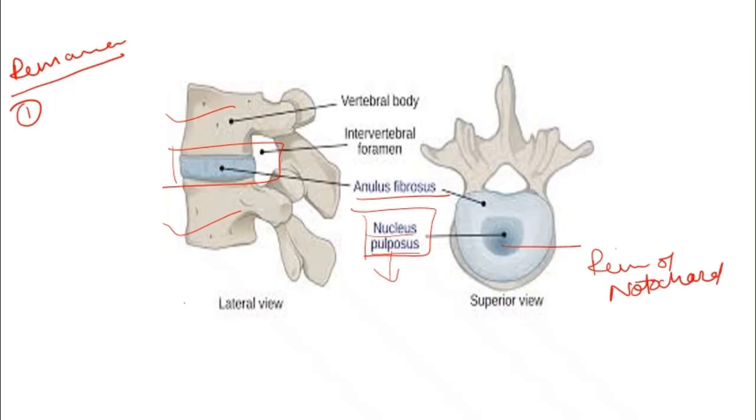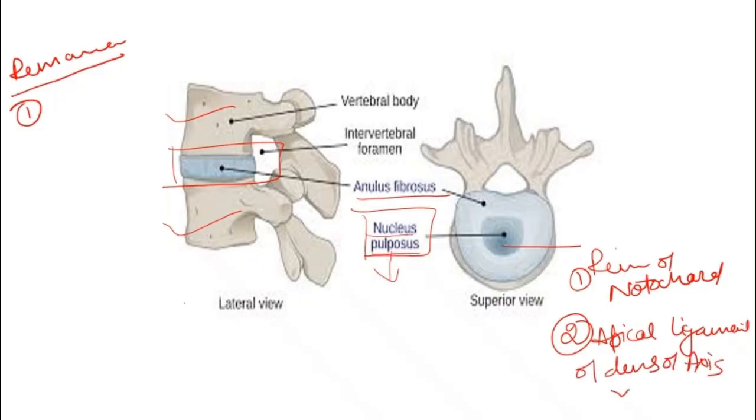The second remnant of the notochord is the apical ligament of the dens of the axis vertebra, which is the second vertebra. So these are the two remnants in the adult human body, which represent the formation of the notochord during embryonic life.